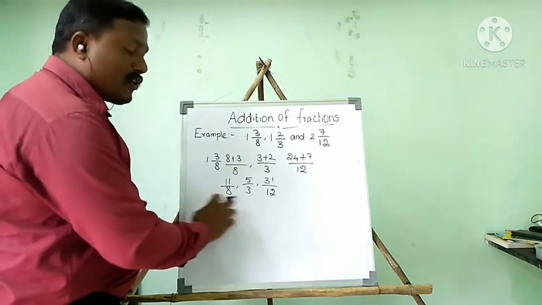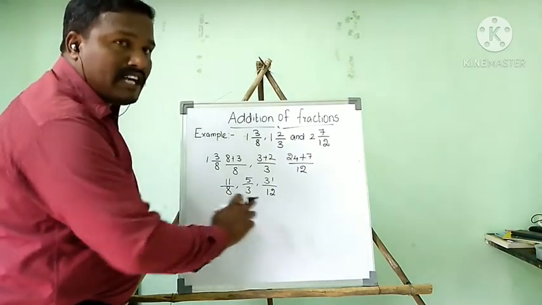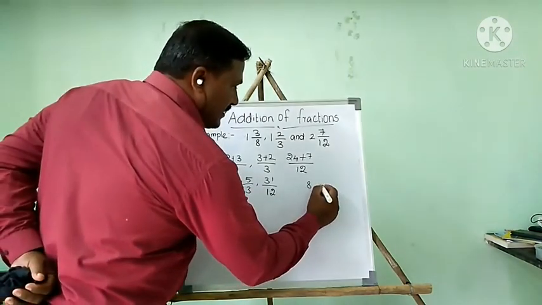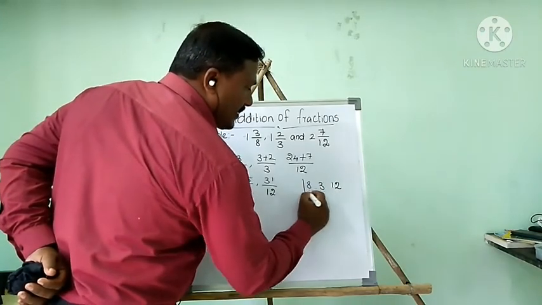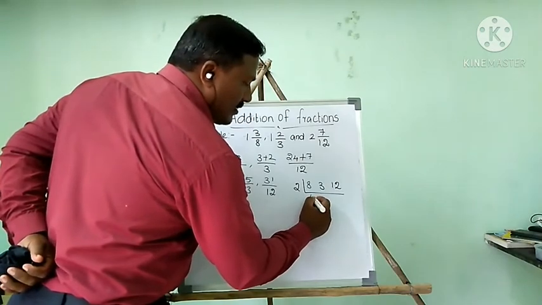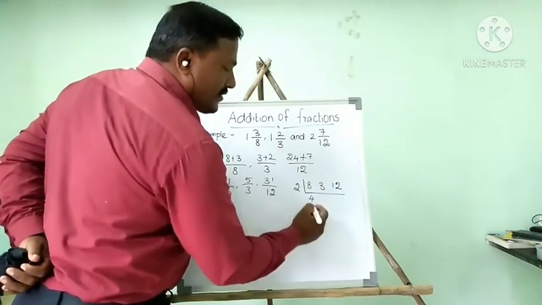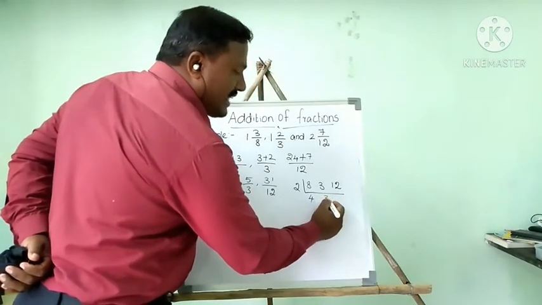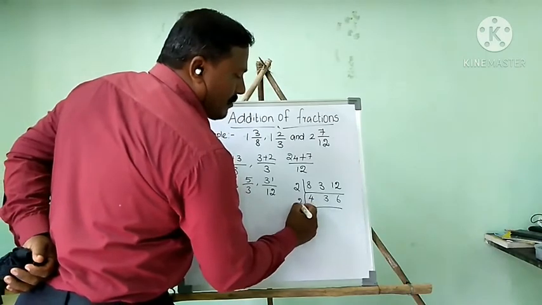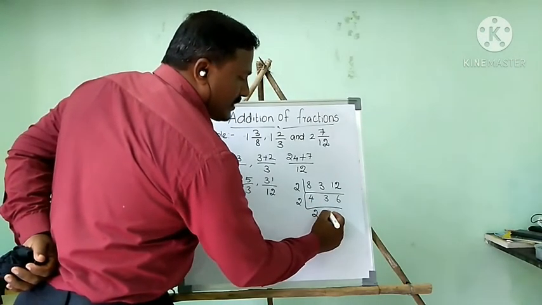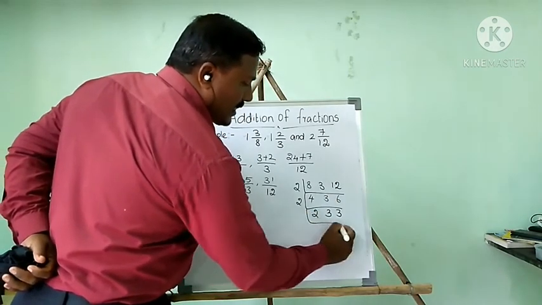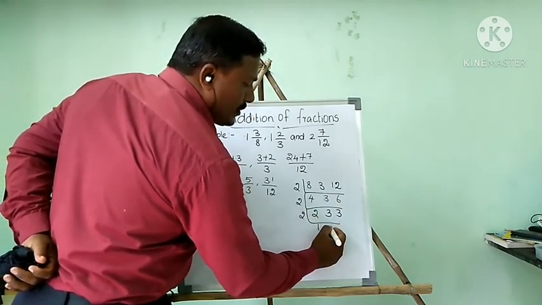Okay, so now I am going to make all the denominators the same. So I am going to find the LCM of all the denominators. For that I am going to use the division method, 8, 3, 12. So first I will divide by 2. 4 2s are 8. 3 we cannot divide, so I will take as it is. 6 2s are 12. Again I will divide by 2. 2 2s are 4. 3 as it is. 2 3s are 6. Again 2. 1 2 is 2. 3 as it is.